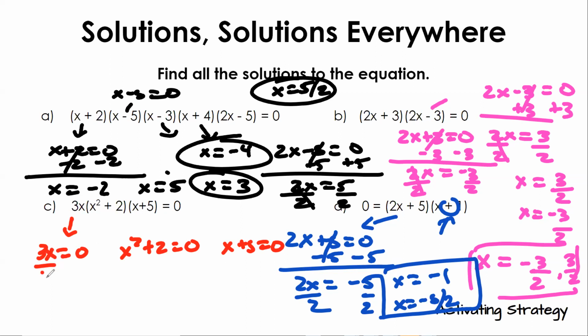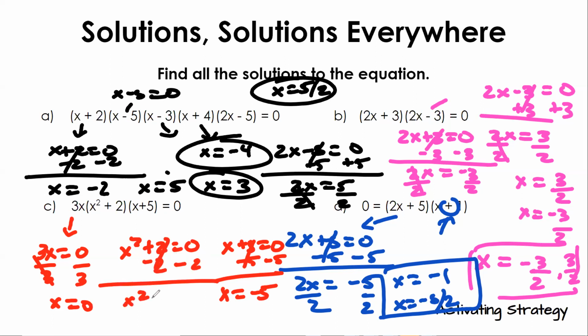Over here, we're going to divide by 3 on both sides. So x is going to equal 0. Simple enough. For this x plus 5, we're just going to switch the sign. So x is going to equal -5. For this one, we're going to subtract 2 from both sides, and then we're going to take the square root.